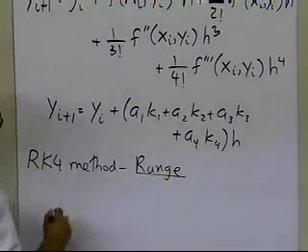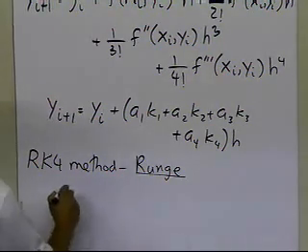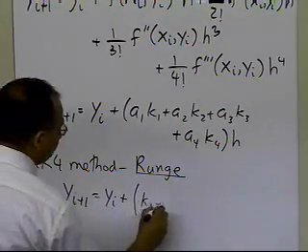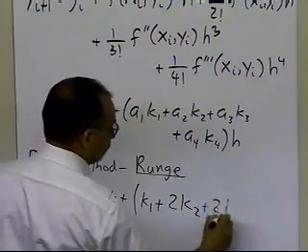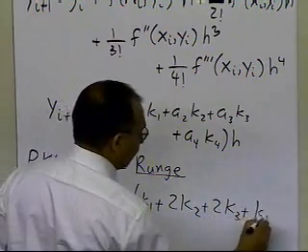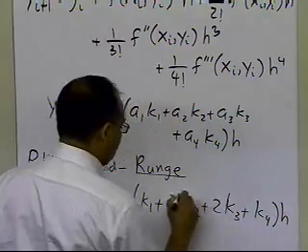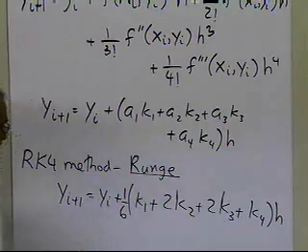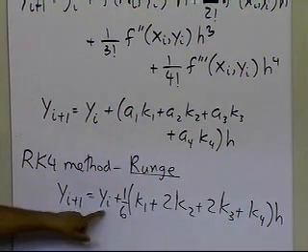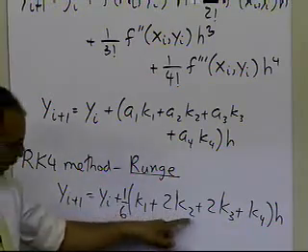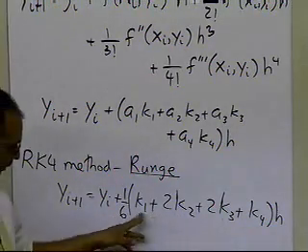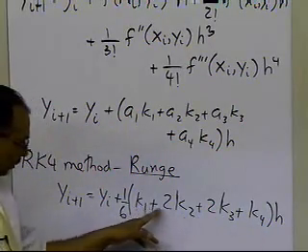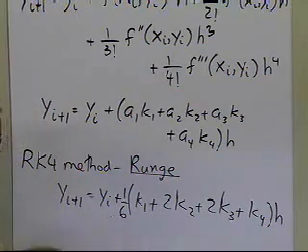In this case, what are the values of A1, A2, and so on? This is what they came up with: y sub i plus 1 is equal to y sub i plus (K1 plus 2K2 plus 2K3 plus K4) times h. So they came up with this formula for the value of y sub i plus 1 in terms of y sub i, and these values K1, K2, K3, and K4 are simply slopes. You are giving a weightage of 1, 2, 2, 1 here, and dividing by 6.